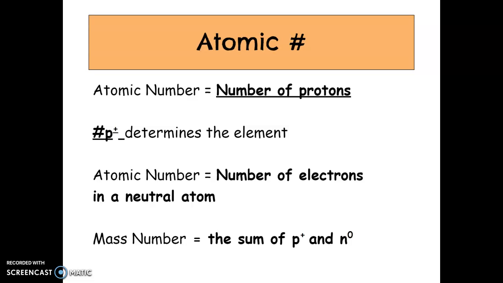So again, our atomic number tells us three things. It tells us the number of protons, it tells us what the element is, and it tells us the number of electrons if the atom is neutral. So in a neutral atom, how many electrons are there?